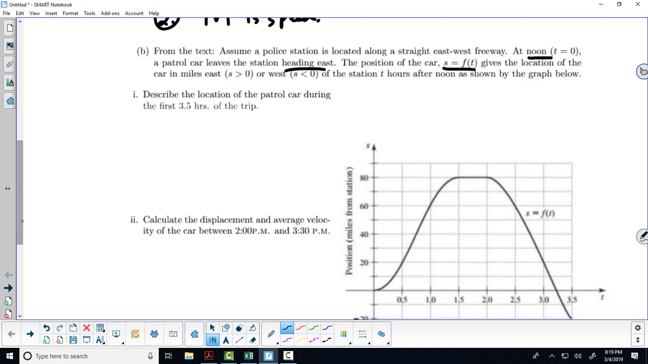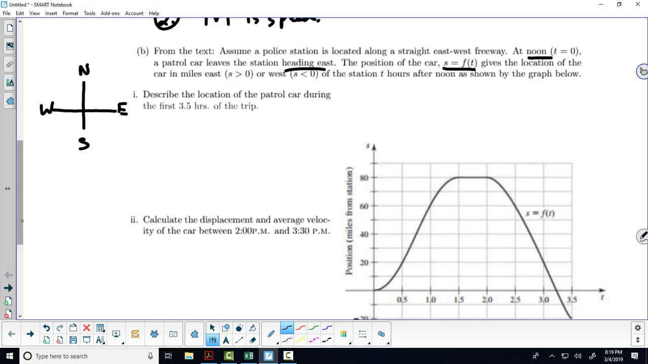And if s is positive, we're going to say that your displacement is to the east. And if s is negative, then we're going to say your displacement is to the west. By the way, for those of you who don't know, here's a nice little compass: north, south, east, west.